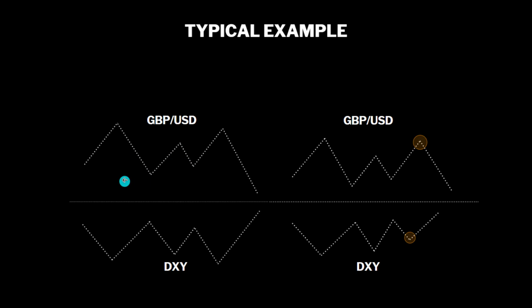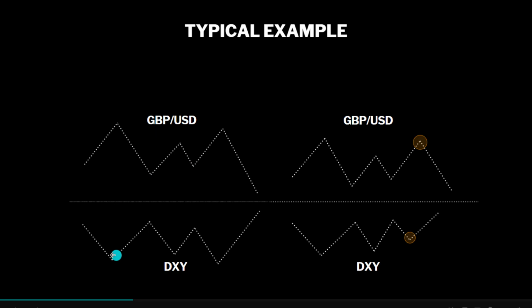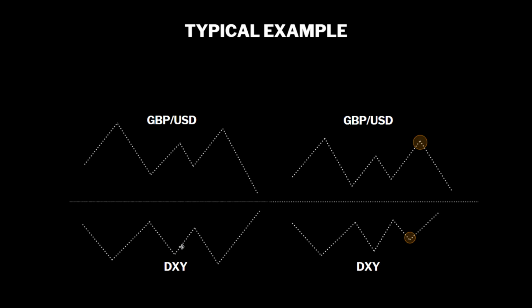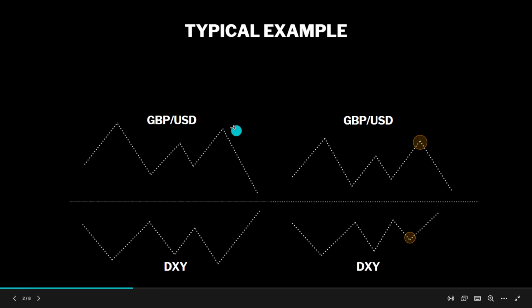As you can see right here, we have a higher high on GBPUSD. We have a lower low on DXY because it is negatively correlated. So if we have a higher high, we should have a lower low. You can see the relationship. Everything this one is doing, the other is doing the negative side of it. So this is a negatively correlated pair, and this is the normal way that these assets should behave.